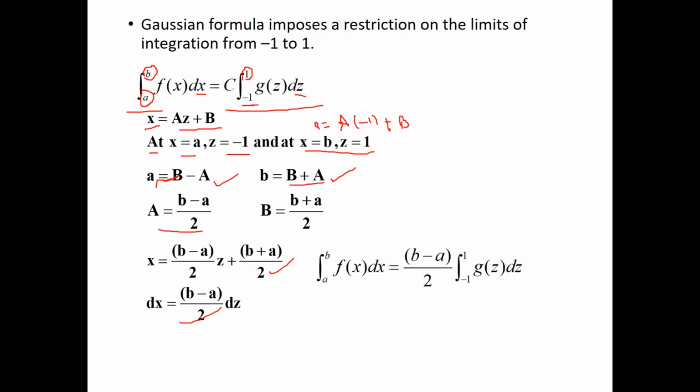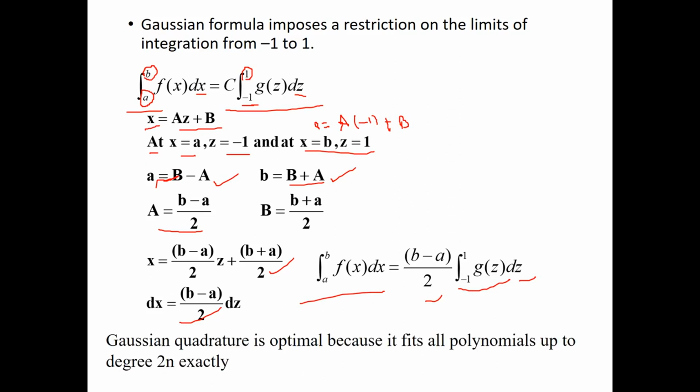We put this value in the right hand side. So this was the integration, and this gives dx. We can write (b minus a) by 2 dz, and the rest is this, and (b minus a) by 2 is equivalent to capital C. This formula is optimal because it fits all polynomials up to degree 2n exactly.